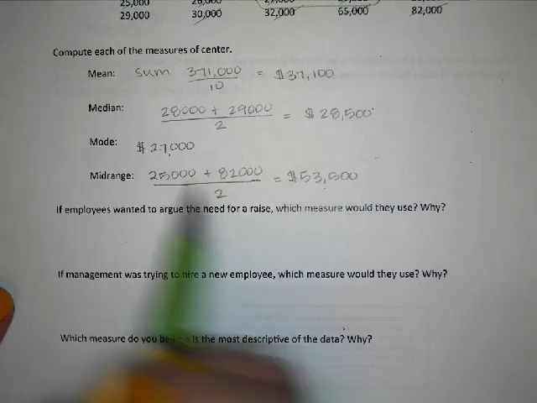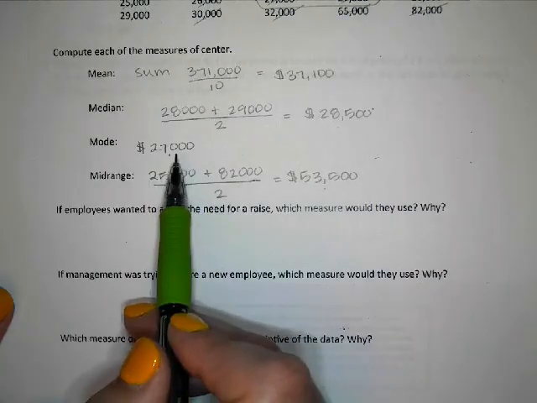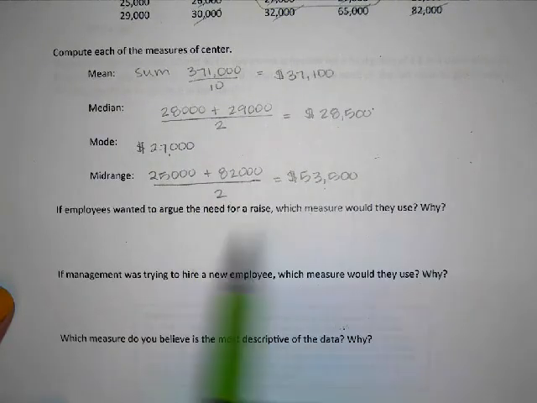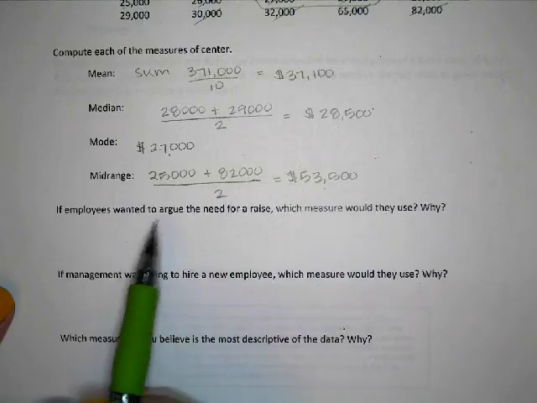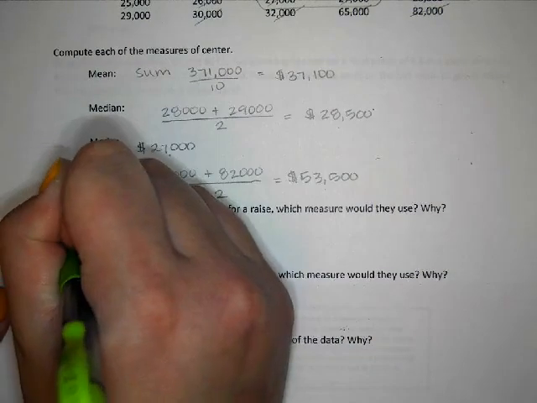You could go with the mode of 27,000, but that might be something that an employer could easily shrug off. Say, well, of the 10 employees, only 2 people make that. There are plenty of people that make more than that. And so you wouldn't want to be shrugged off. So maybe in that case, the median might be the best to use.